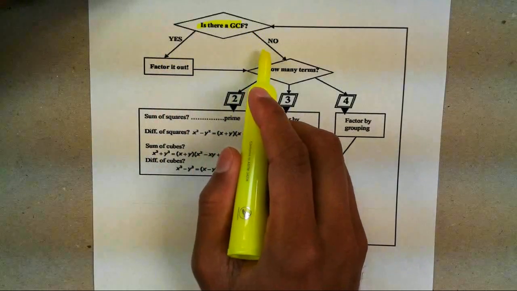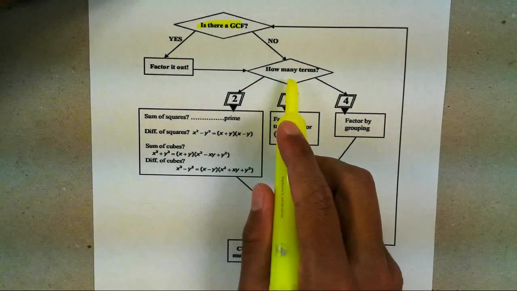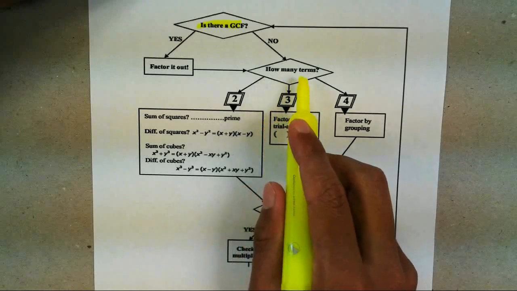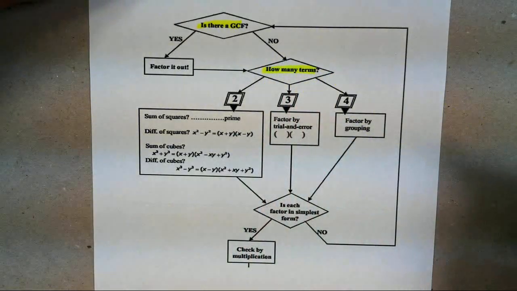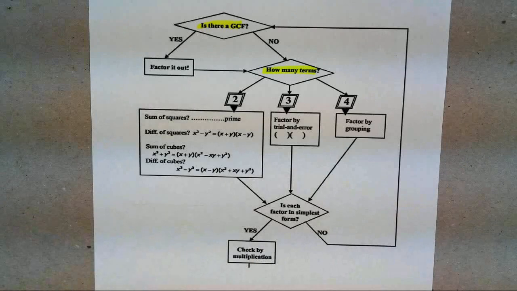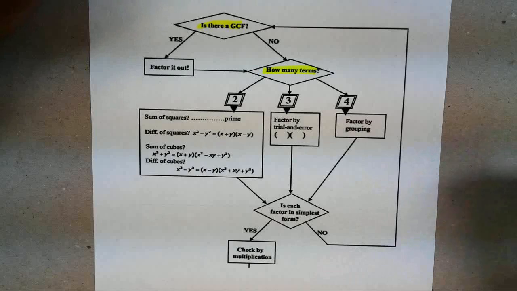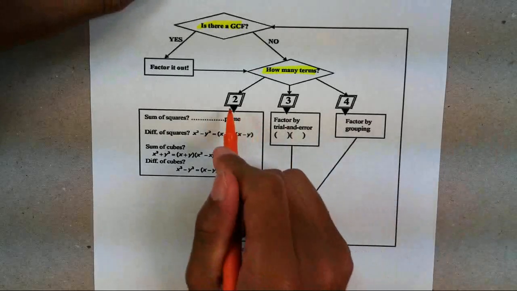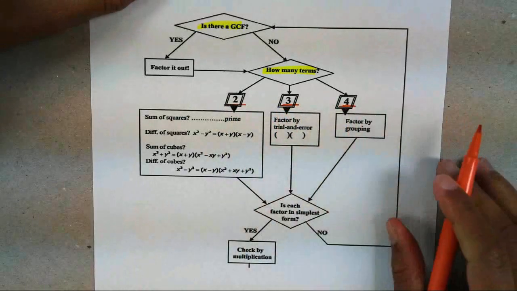So the next question after you ask yourself, is there a GCF, is, well, how many terms are in the actual equation or in the polynomial? When you ask yourself how many terms, this is the most important question when it comes to factoring. Because when you have to factor, you're only going to have 3 possibilities. Now you may have more possibilities when you get later on into math, but in the beginning of factoring there's only going to be 2 terms, 3 terms, or 4 terms.